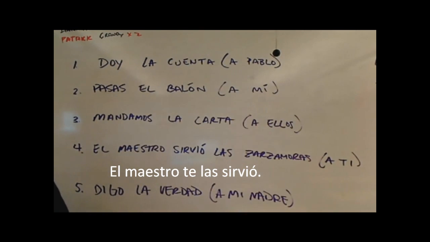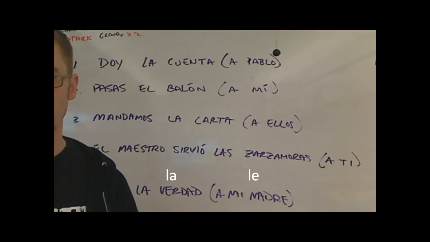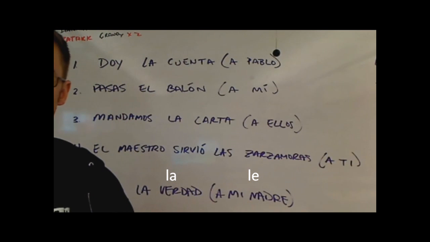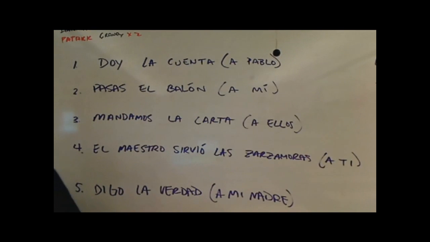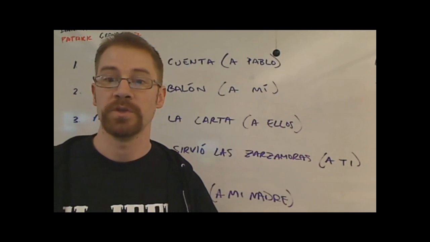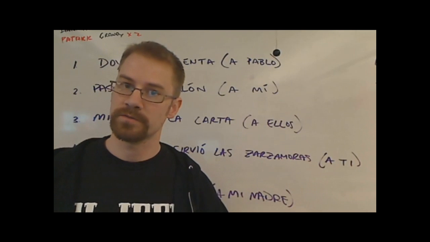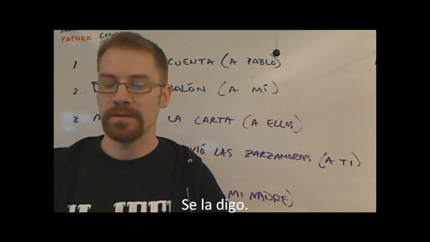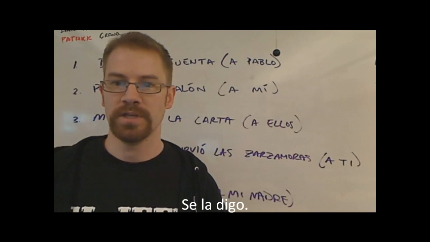And then lastly, digo la verdad a mi madre. So I tell the truth to my mom. The truth, la verdad, would change to la. A mi madre would change to le. But the people before the things, you have le and la and digo. Put those in front of the conjugated verb. Normally you'd have le, la, digo, but you can't have the two L's together. Change the first one to se. So se la digo, I tell it to her, would be your new sentence.